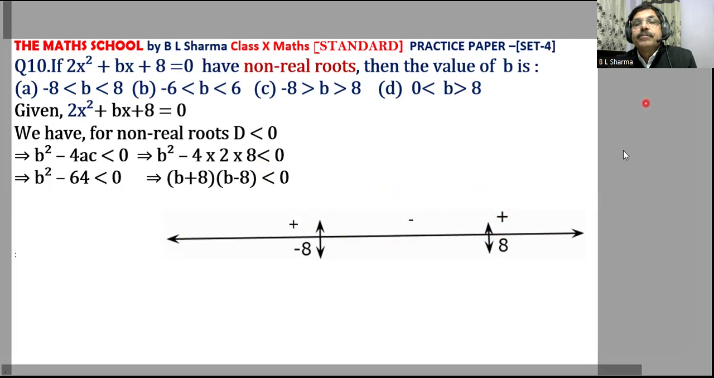So for this, the value will be here. Means the value of b should be greater than minus 8 and less than plus 8. In between means the value of b can be written here. The value of b should be greater than minus 8 and less than plus 8.